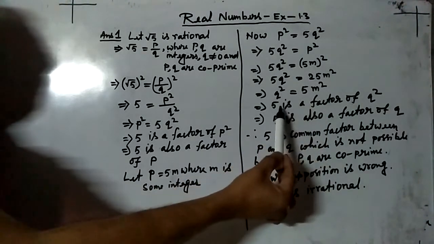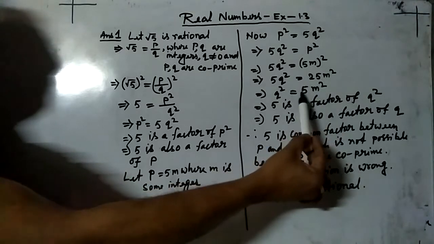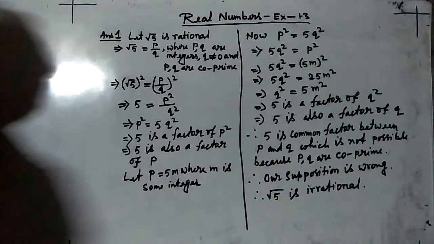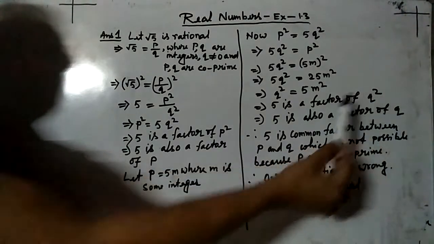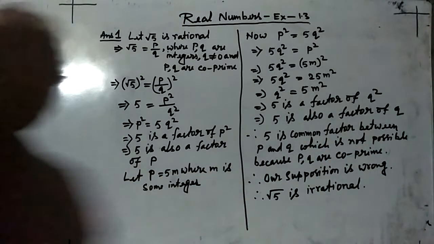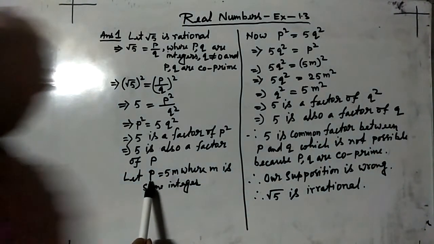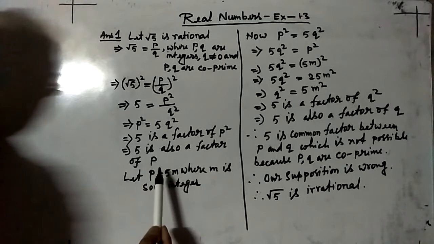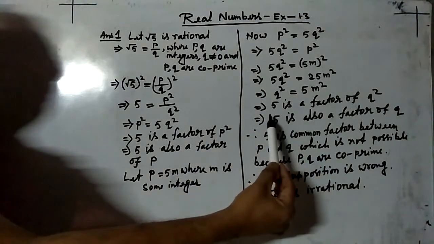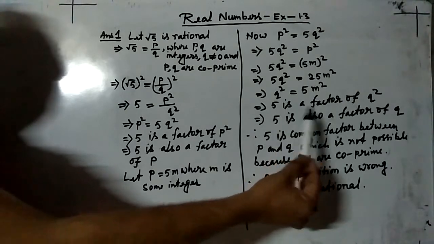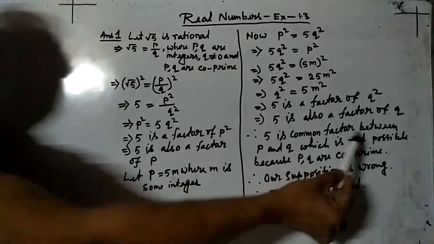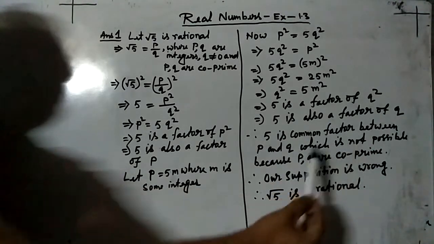It means 5 is a factor of q square, because 5 is in multiplication, so we can say that 5 is a factor of q square. Again q square is a perfect square number, so we can say 5 is also a factor of q. Now here we have proved 5 is a factor of p, right? And here we have proved 5 is also a factor of q. It means 5 is a common factor between p and q, which is not possible.